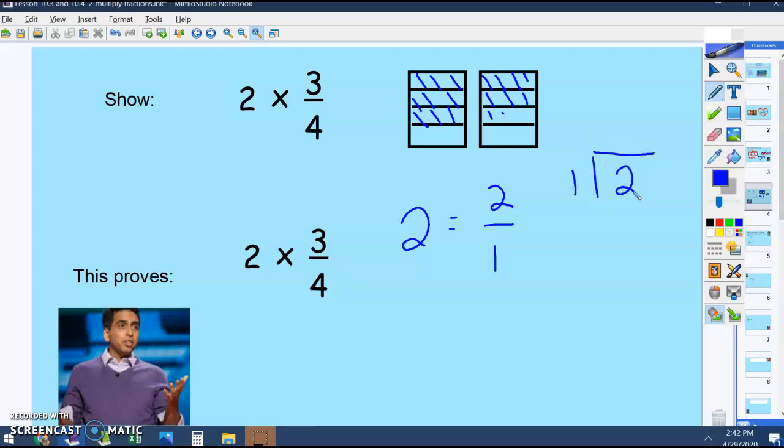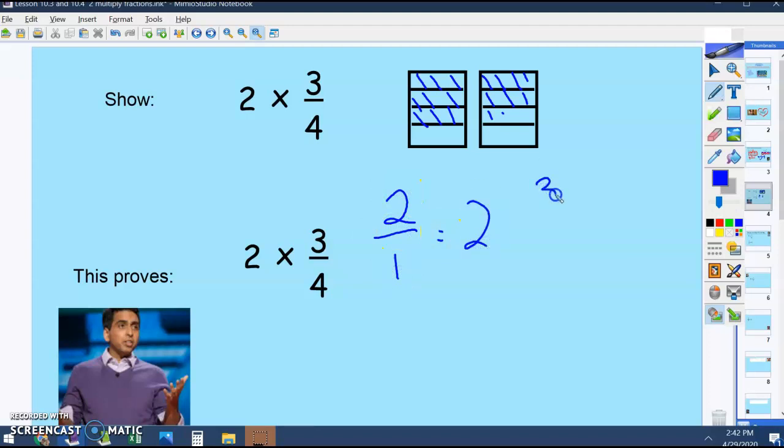So I would say how many groups of 1 are in 2, and there are 2. So that's my answer. So anytime you have a whole number over the number 1, it's always equal to that whole number. So if I said 2 over 1, that's equal to 2. 3 over 1, that's equal to 3. 4 over 1, that's equal to 4.